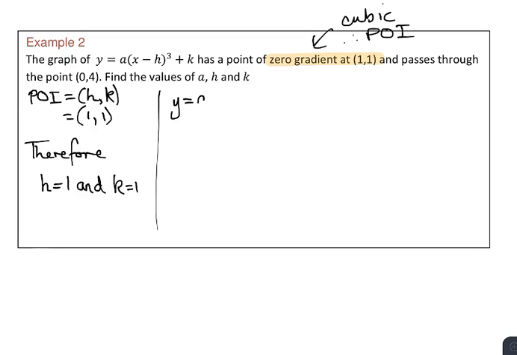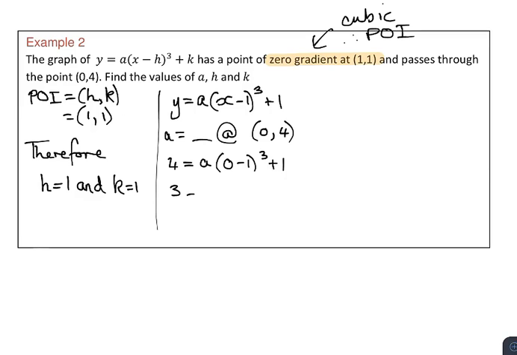If we substitute that into our equation that we were given, so y equals a bracket x minus 1, all cubed plus 1. So that's our function as it stands now, where we have one unknown. So our one unknown is the a value. We also have one more piece of information we haven't used. So we haven't used 0, 4, which is the piece of information we're going to focus on now. So substituting in 0 for x and 4 for y, we can find out what a equals.